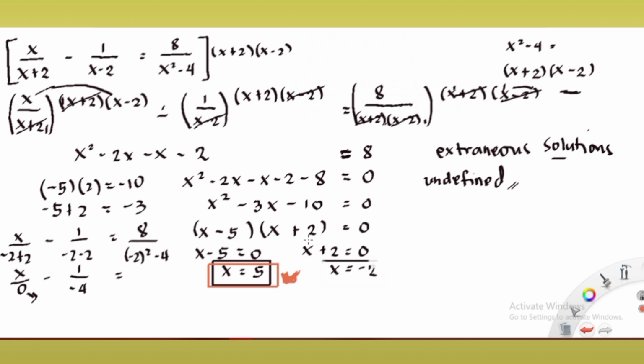Okay? So, another thing is yung factoring. Kailangan mabalikan ninyo. So, this will be all for today.